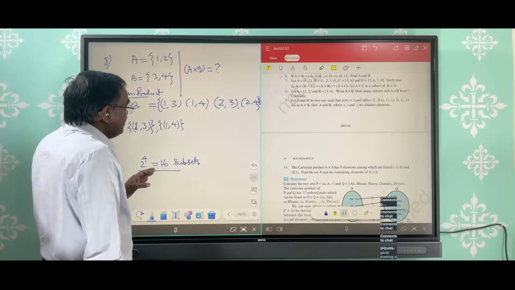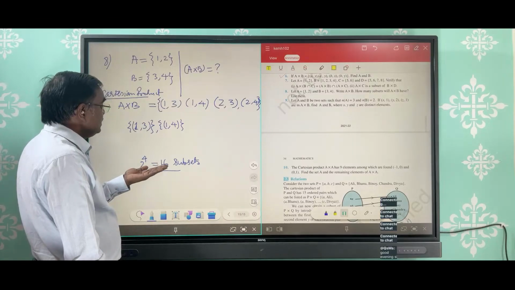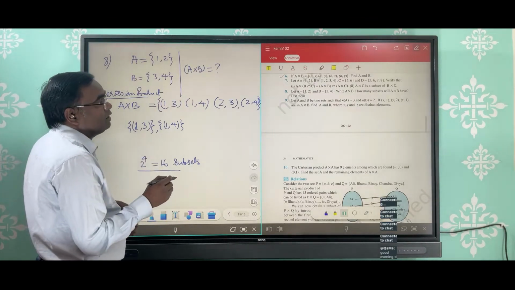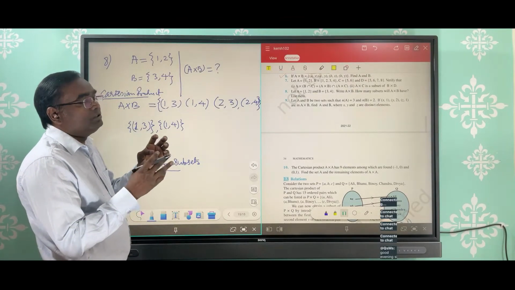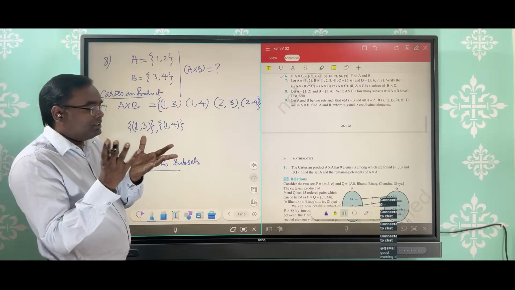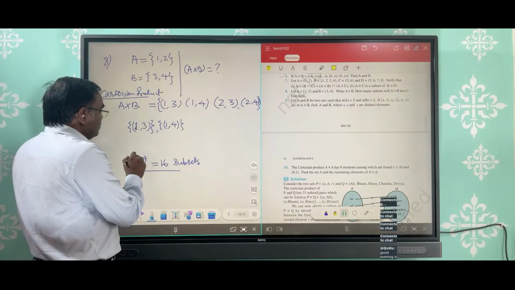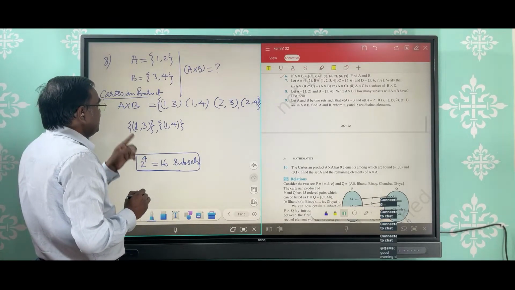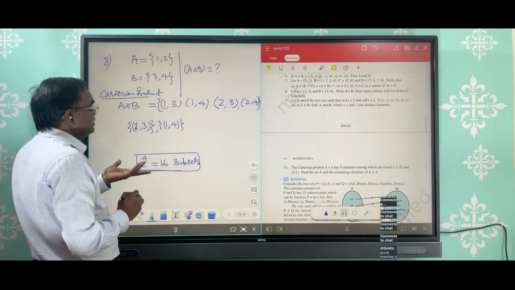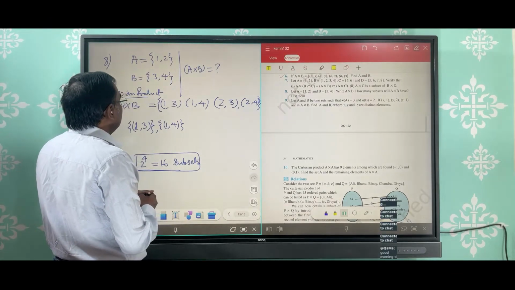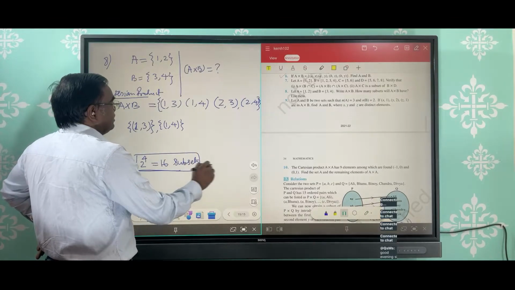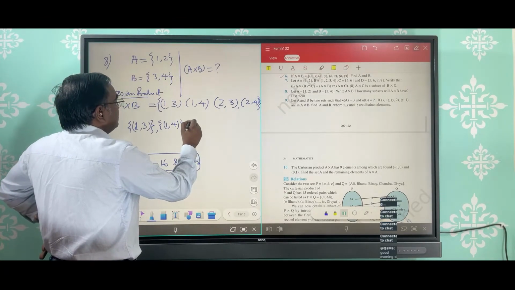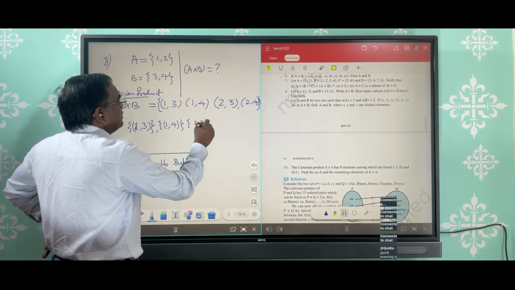But how to get 16 subsets? Actually, it is being asked the power set. How many subsets means find the number of elements of the power set. So that is the formula: 2 to the power number of elements of the set. You will get the total elements of the power set. So four subsets are already there, the four elements.